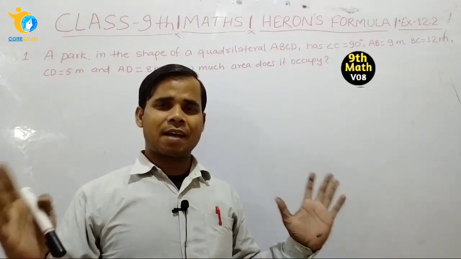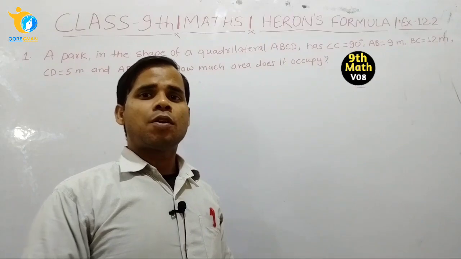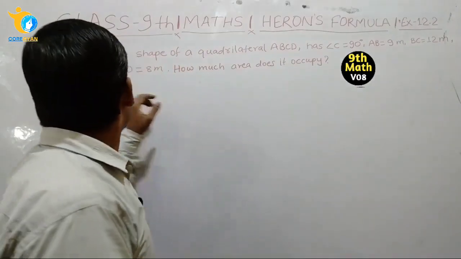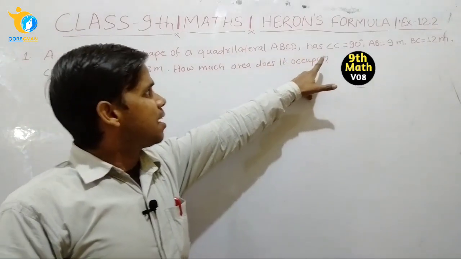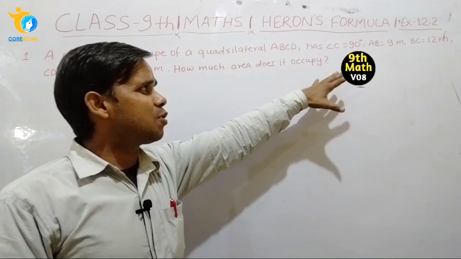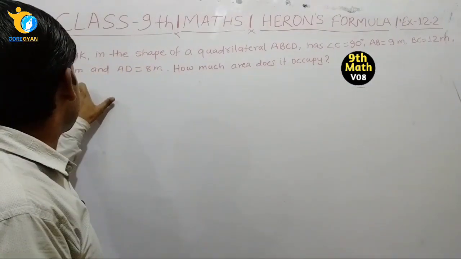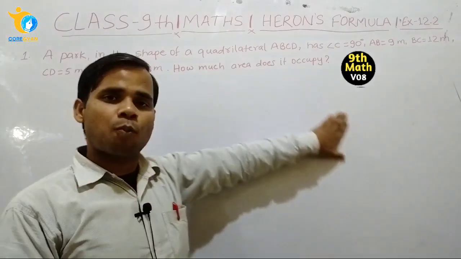Heron's formula, class 9th mathematics, exercise 12.2. First question we have to see here. A park in the shape of a quadrilateral ABCD has angle C equal to 90 degrees, AB equal to 9 meters, BC equal to 12 meters, CD equal to 5 meters, and AD equal to 8 meters. So how much area does it occupy?